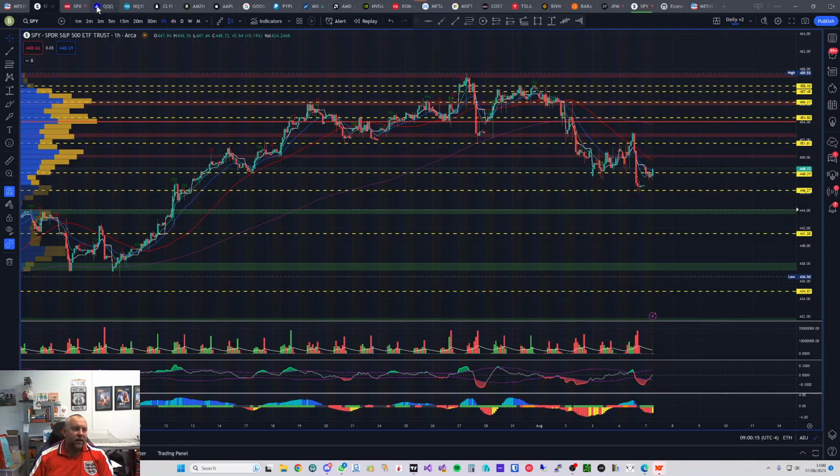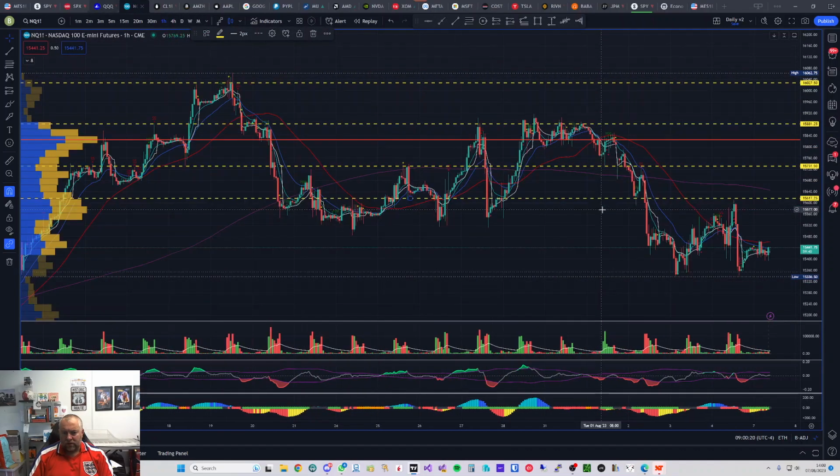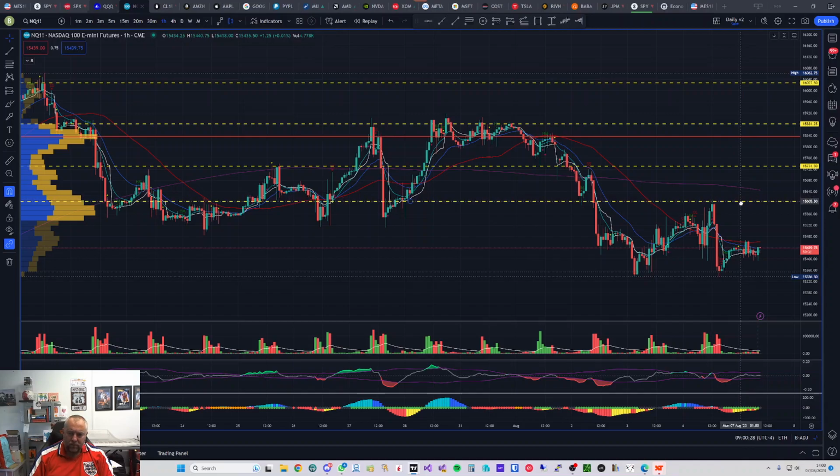Okay, so looking at the Qs and the NQ, or we can look at both. So similar levels on the NQ. So 15,600 as a rejection area. So probably that can be about there. And that coincides with the sell-off and the high from Friday. Another rejection at 15,731 area and 15,880 area, this area here.